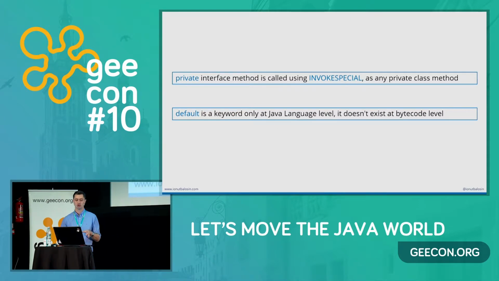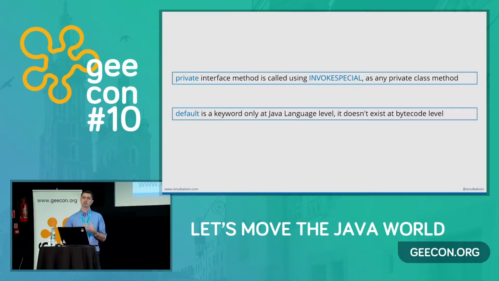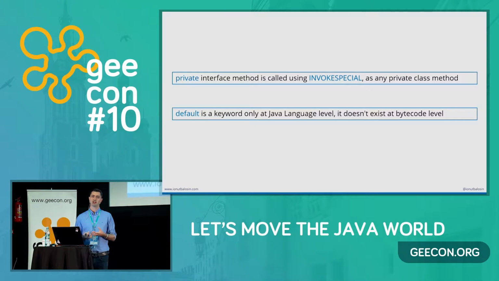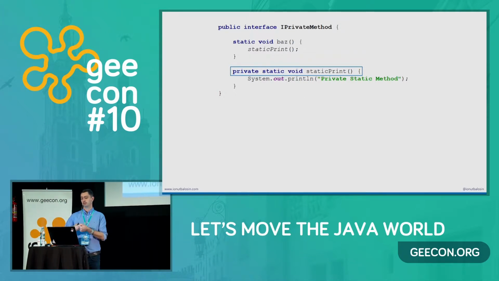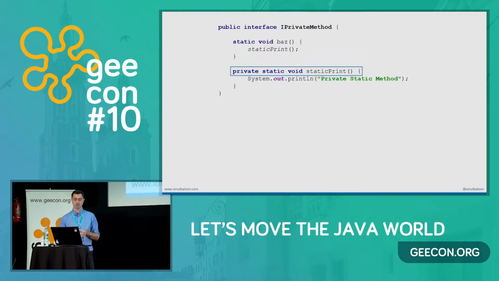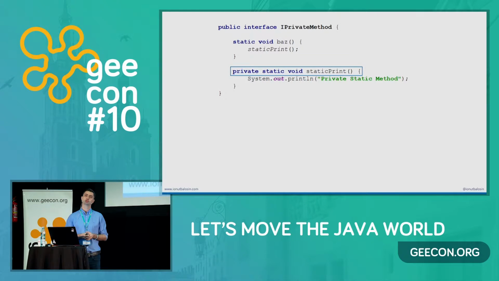So this is about the private interface methods. There is no specific behavior. They are handled just like normal private class methods. The next category is static interface methods. In the same example, you have a static void bar method, which dispatches the call to the static print, which is a private static interface method that does a System.out.